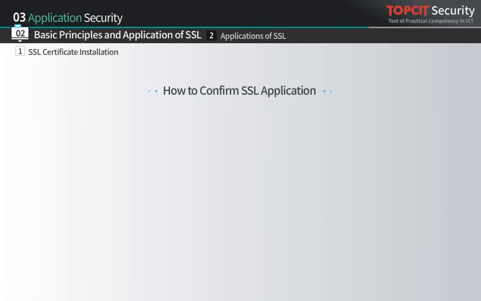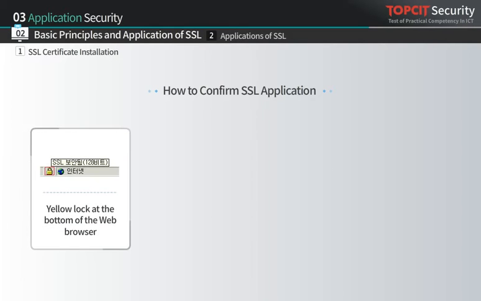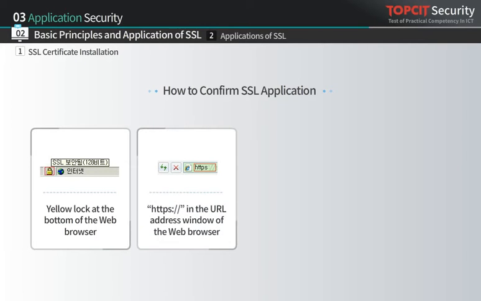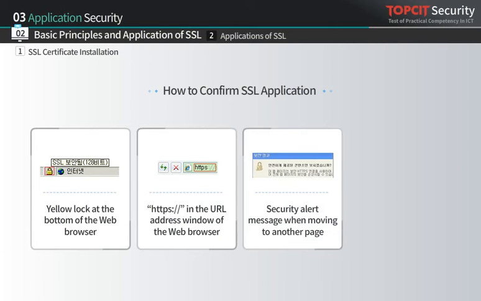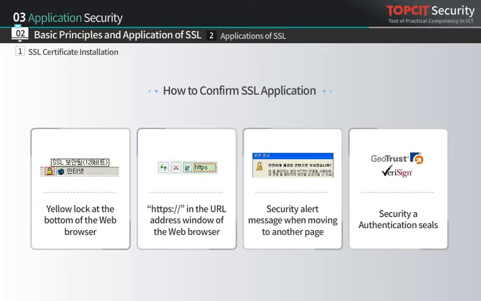So, how can we check whether SSL has been applied? You can simply know through the yellow lock found at the bottom of your web browser or through the https:// on the URL address screen. The security alert screen that appears when you move to another page is another indicator, and security authentication seals are also indicators of SSL application.